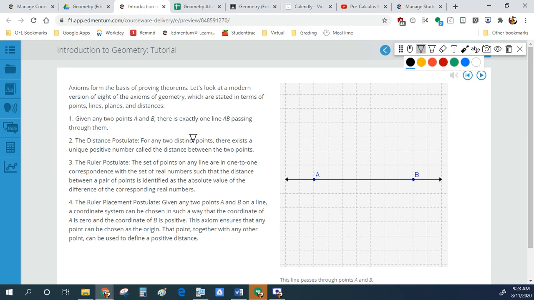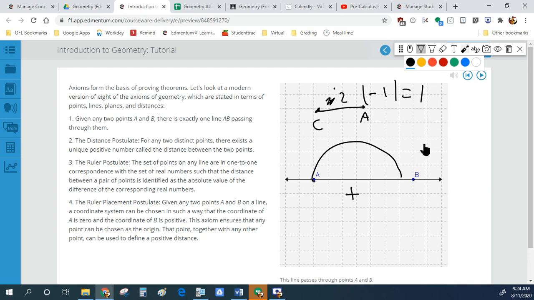The distance postulate. This is just saying how we can determine the distance between 2 points. Oh, I didn't realize we were going to do that far. So this always has to be a positive number. Let's say we have an A here and a C here, we don't call this -2 like we do in algebra. This is just +2. It's always the absolute value.